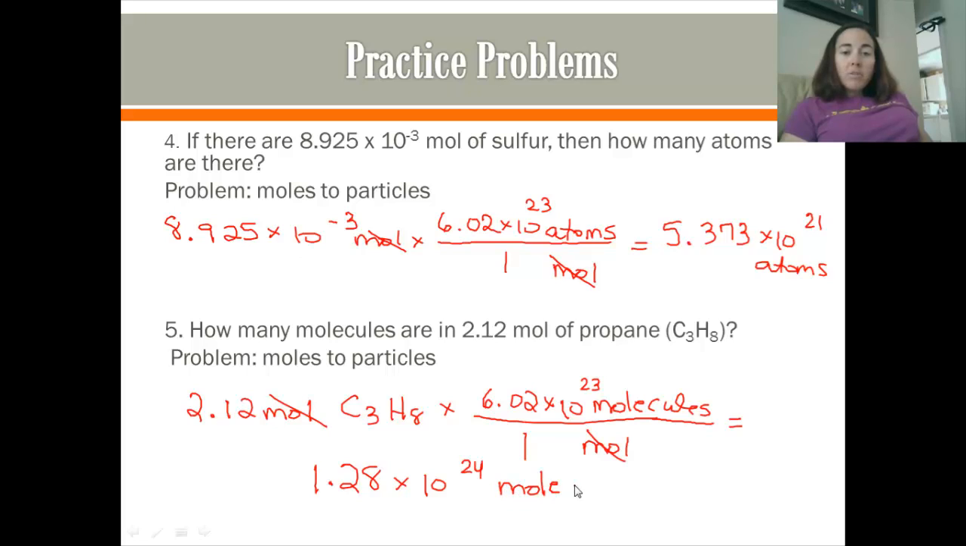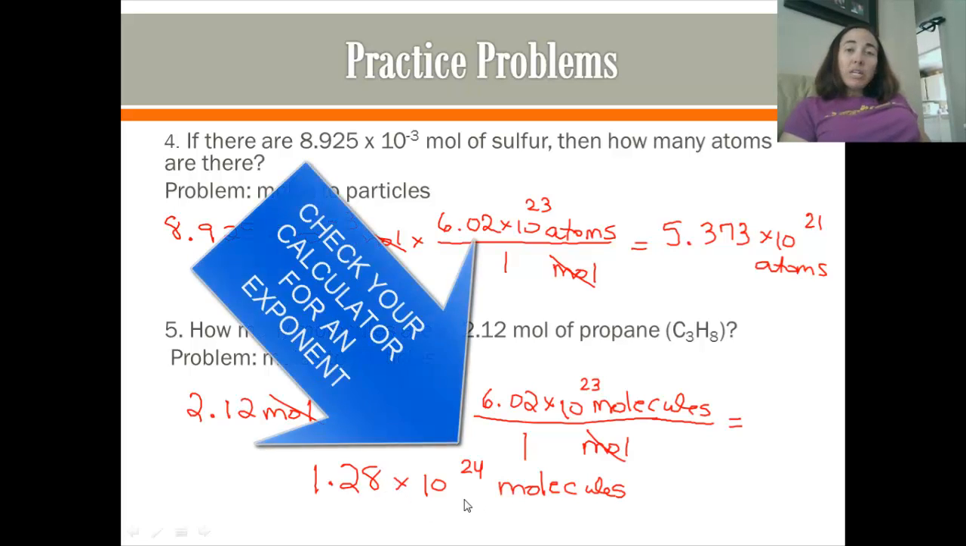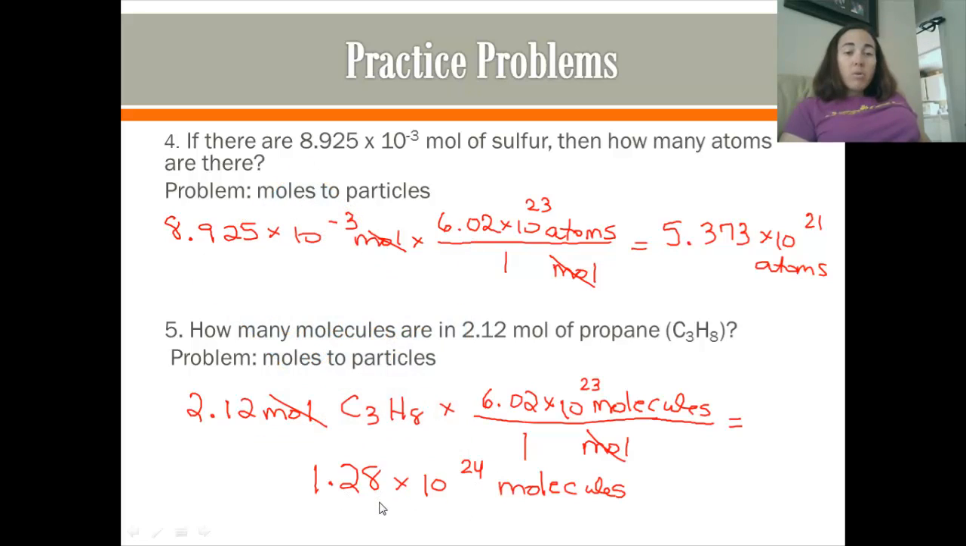Now I want to make sure that you notice on your calculator there are other numbers here. It's not just 1.28. We did have to round. Get in the habit of looking at the end of your calculator answer to find this exponent. Because if you only write 1.28 molecules as your answer and you forget the times 10 to the 24th part, that's very wrong. That number is a very different value than just 1.28 by itself.